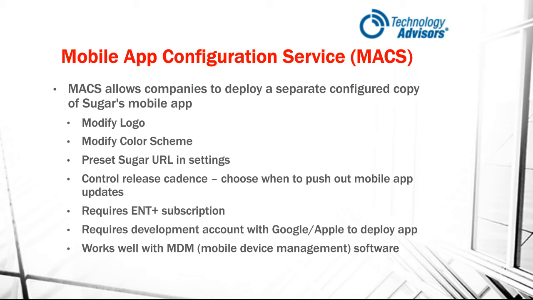That is correct. I will talk about the Mobile Application Configuration Service, otherwise known as MACS. MACS is available for enterprise subscriptions and up, and it allows you to do some basic configuration of the mobile application before it is deployed out to your users. The basic configurations are things like modifying the logo and color scheme, and I think the coolest thing is to preset the Sugar URL in the settings. A lot of times when we roll out mobile, users don't know what their URL is that they're supposed to put into the mobile application. So this is an easy way to get around that and make your users' lives easier.